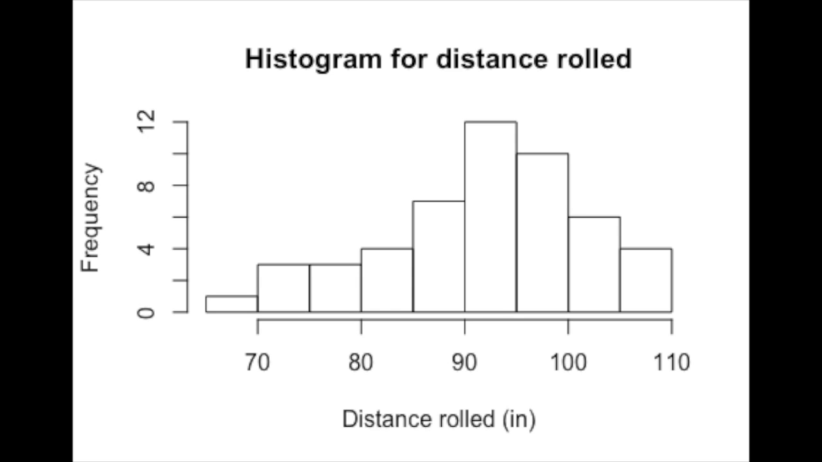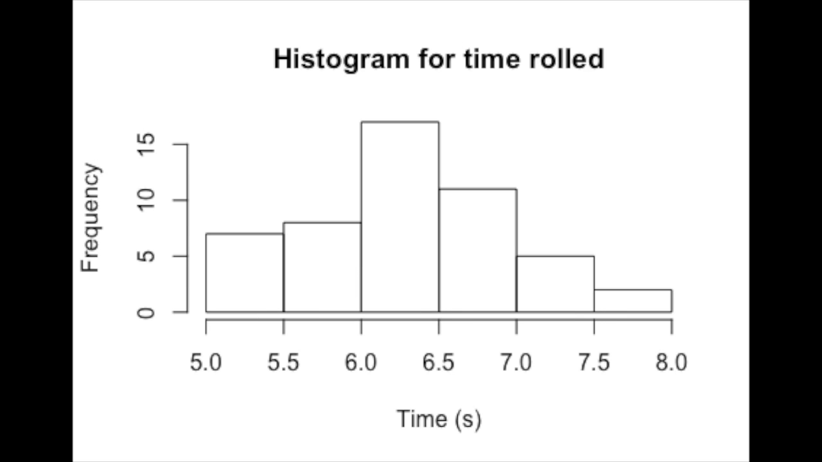Now we have a distribution of the distance the pennies rolled. It can be seen that the distance of the pennies has a fairly normal distribution with a slight skew to the right. Again, we have a histogram distribution of the time the pennies rolled. The distribution is also approximately normal but with a slight right skew.